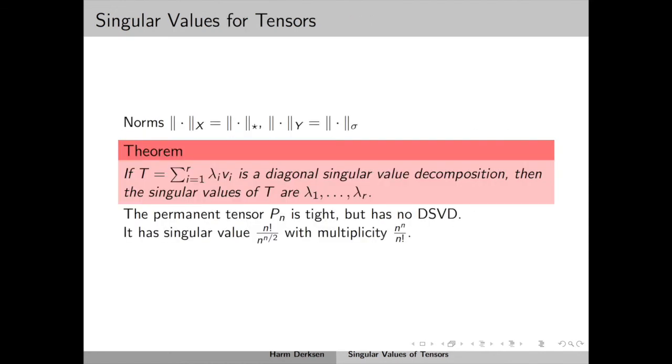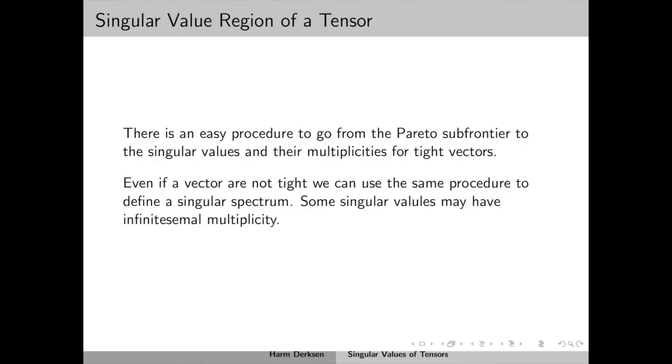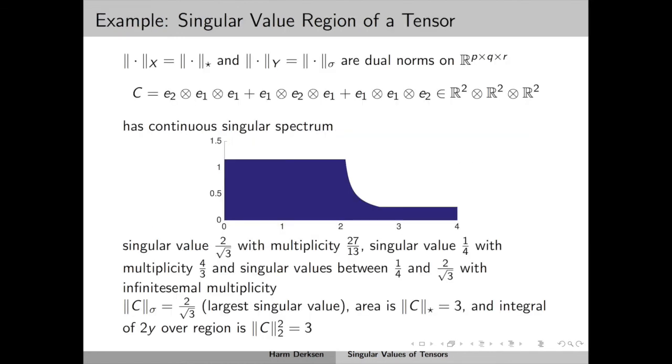So in that case, this tensor Pn is tight, but even if a tensor is not tight, we still have a Pareto subfrontier and can still use that to define some singular spectrum. So here's an example that we looked at before. This particular tensor has rank 3, but can be approximated arbitrarily close with rank 2 tensors.